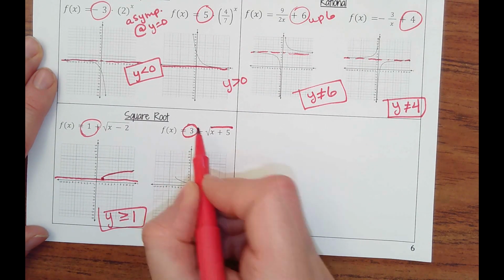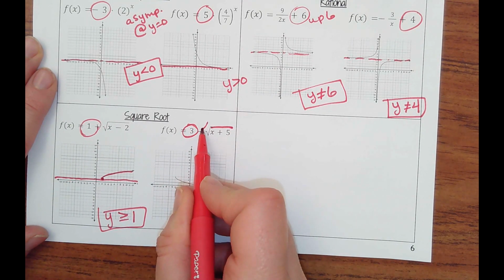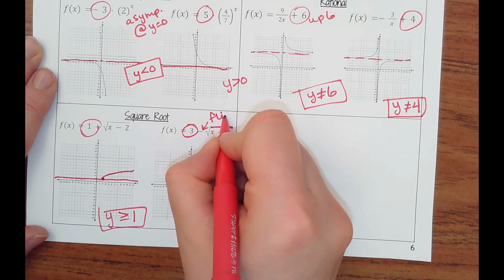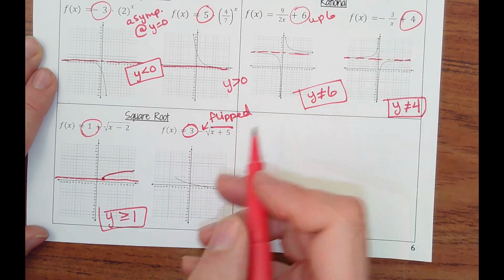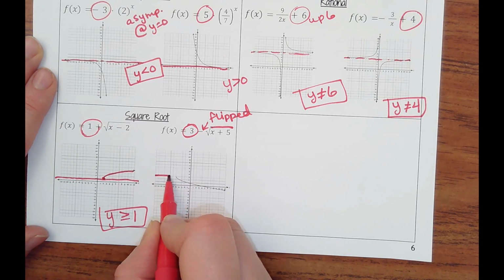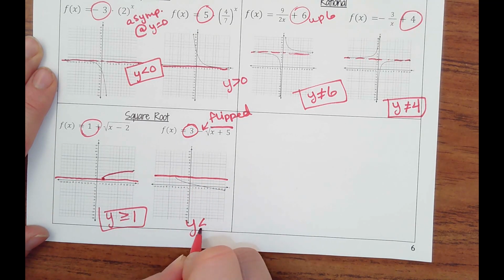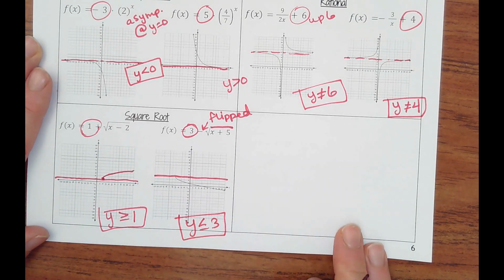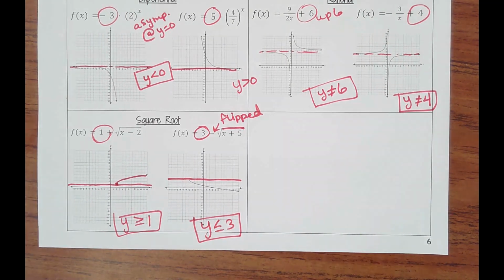Again, we're just looking at this number, but because there's a negative here, it got flipped upside down. And so now it's below the 3. So I would say all my y's are less than or equal to 3. Kind of confusing. If that doesn't make sense, again, just graph them on Desmos, but that's time consuming as well.